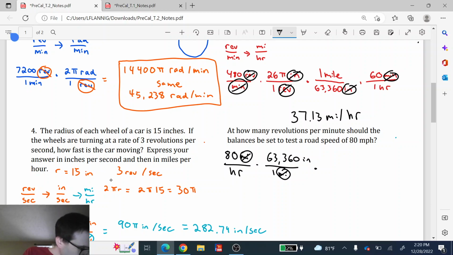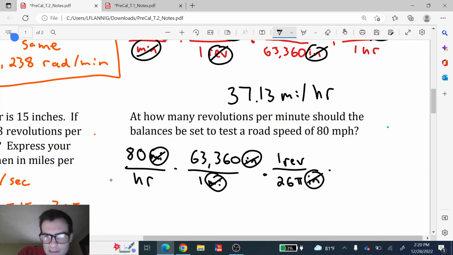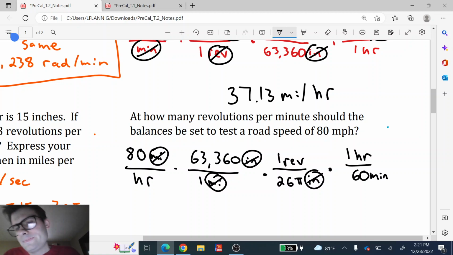Now I want to convert my inches into revolutions. So I can do 1 revolution for every 26 pi inches. This is going to cancel out the inches. And then last but not least, we also have to convert our hours back into minutes. And then we can do 1 hour is equal to 60 minutes. That's going to cancel out our hour here and our hour here, leaving us with just revolutions and minutes.